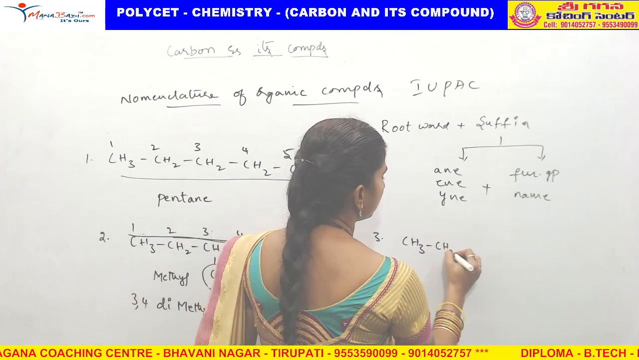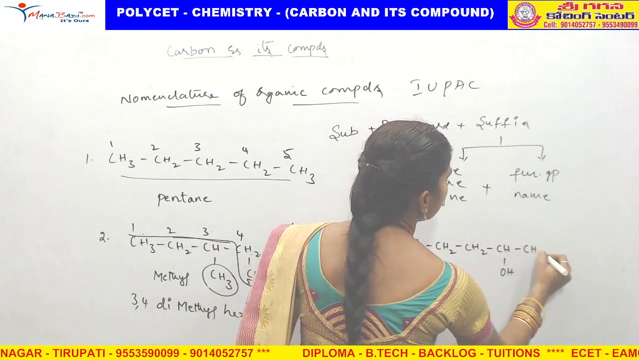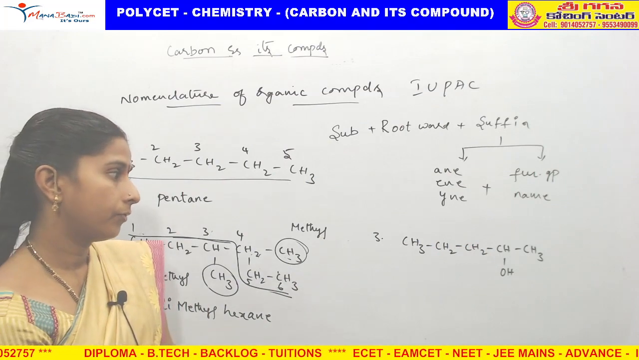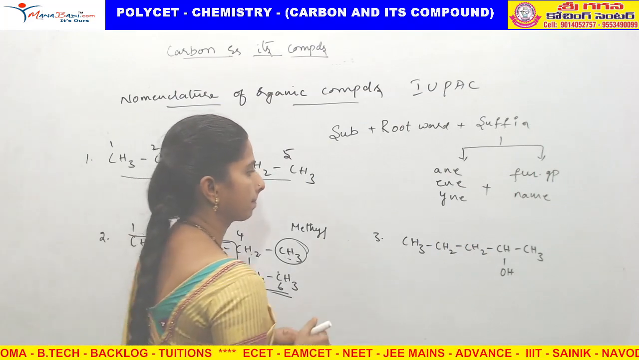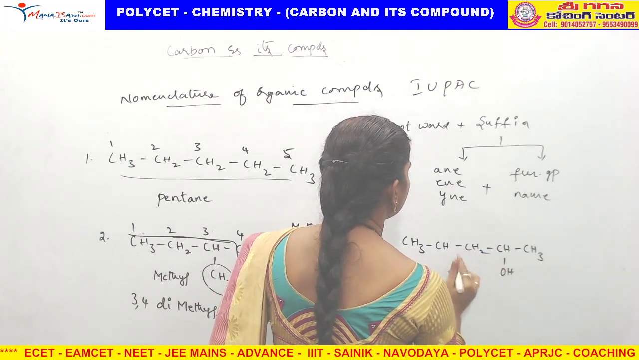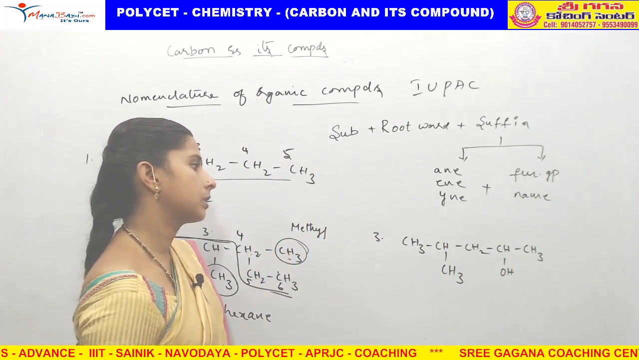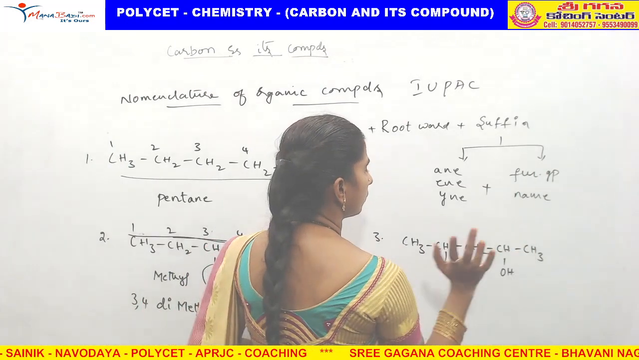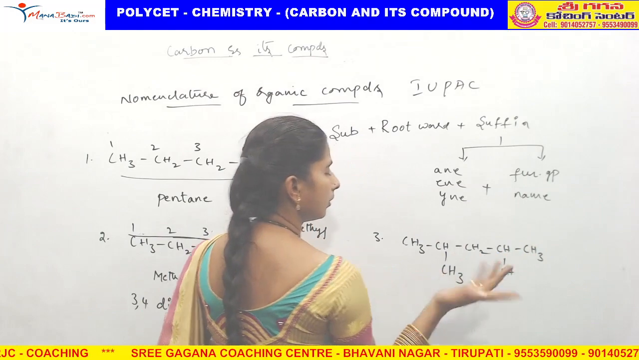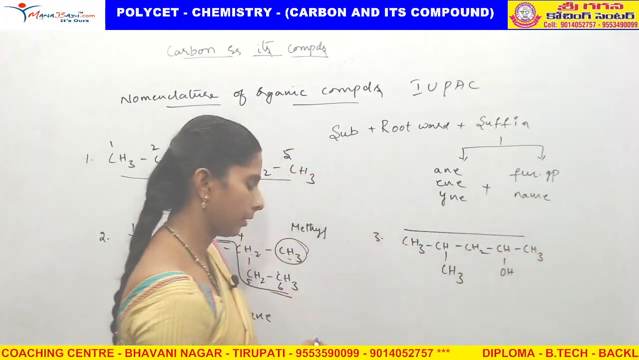CH3, CH2, CH2, CH, OH, CH3. This is the example. Here, if you observe, CH2, CH3. What is the long chain? 1, 2, 3, 4, 5, or otherwise 1, 2, 3, 4, 5, anywhere 5 only. So you can select a long normal chain, no problem.